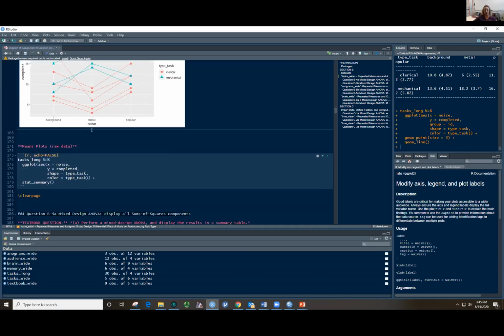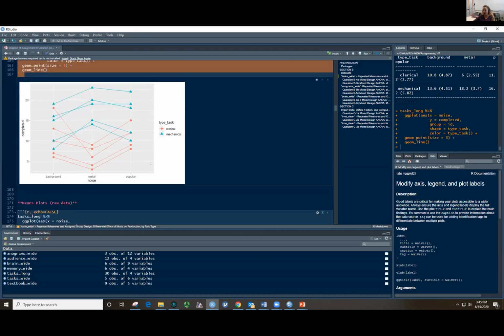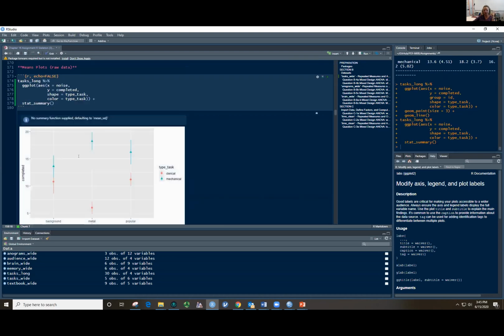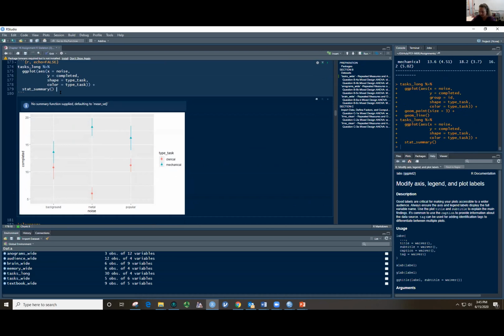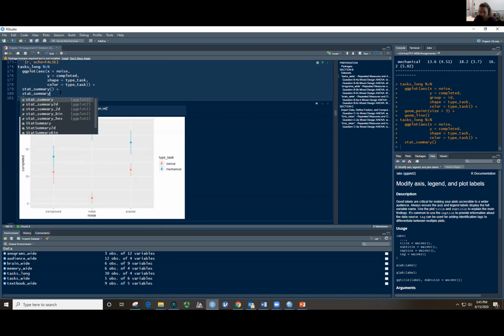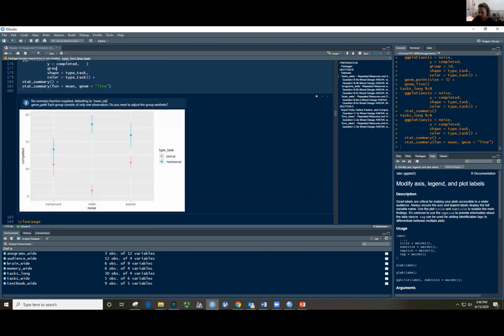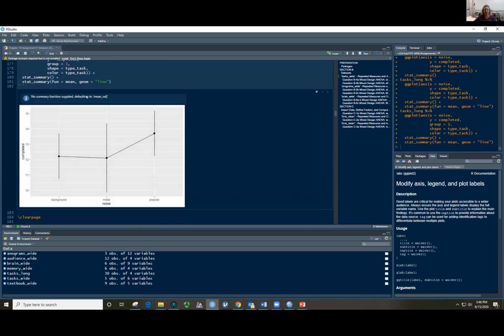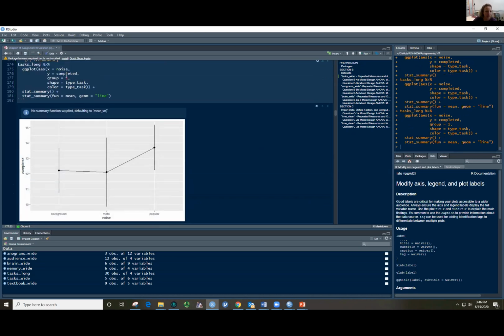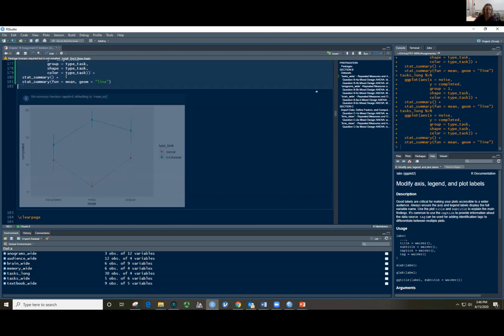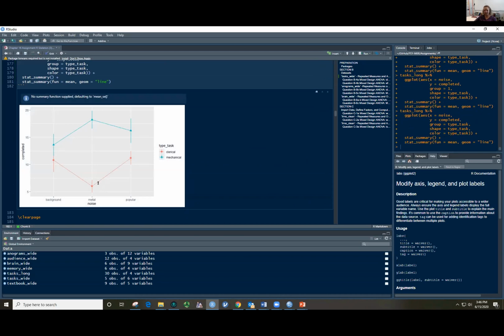Okay. So this is a person profile plot. It plots each person as a line. The second plot is often called a means plot, and it's only plotting the means. And we learned how we can add a second stat summary with the function equaling the mean and the geom equaling "line" that connects the dots. Oh, but we have to add group equals 1 into the aesthetics, or group is equaling type task. We want a line for each type of task. There we go. There's our means plot.